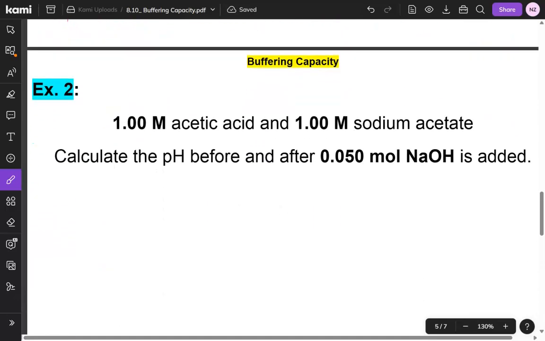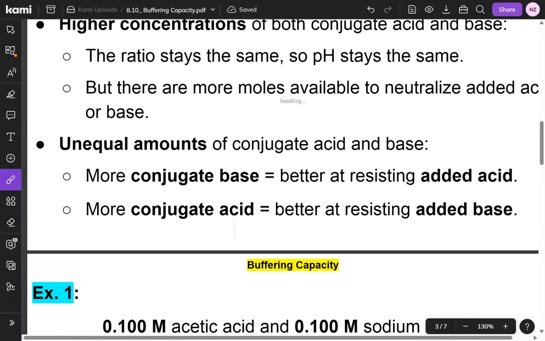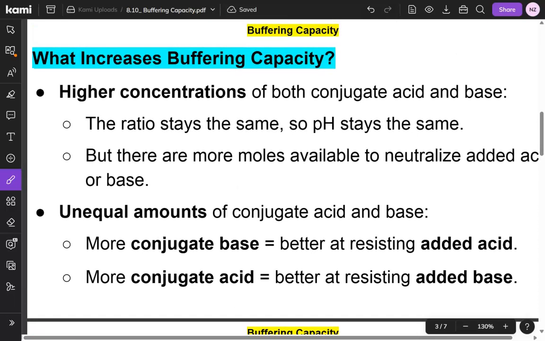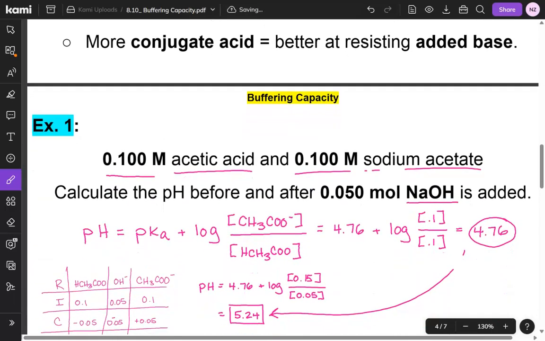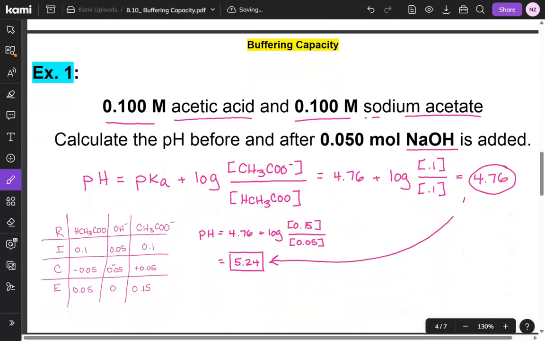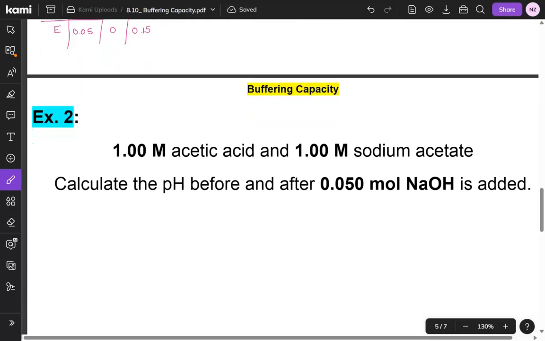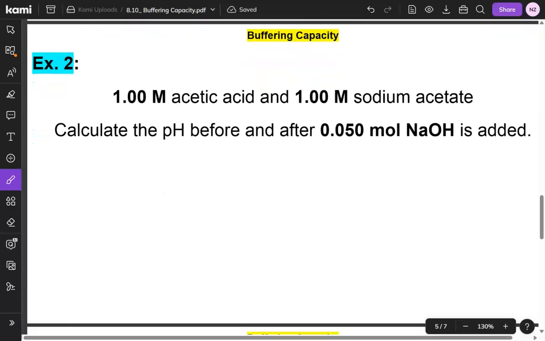All right, let's look at another scenario here. This time we have a higher molarity. So one of the two ways that we can increase buffering capacity is by increasing the concentrations. So we're doing just that. So we used 0.1 molar initially. Now we're going to try the same thing, but this time we're going to use a stronger concentration of our acid and our conjugate. Okay.